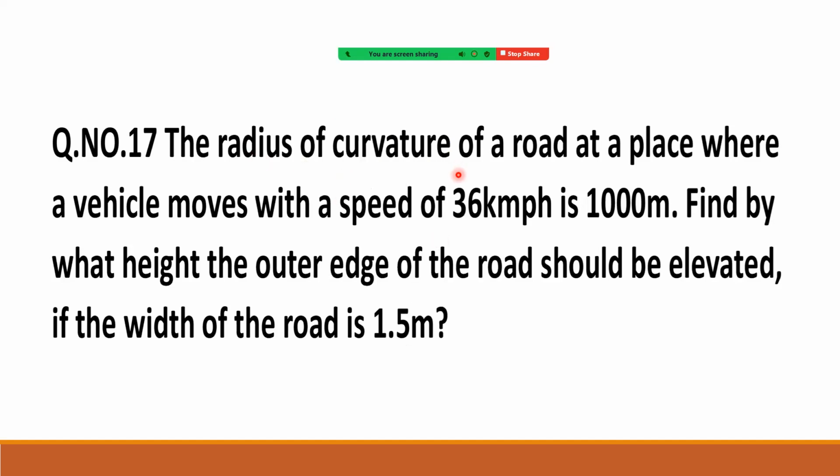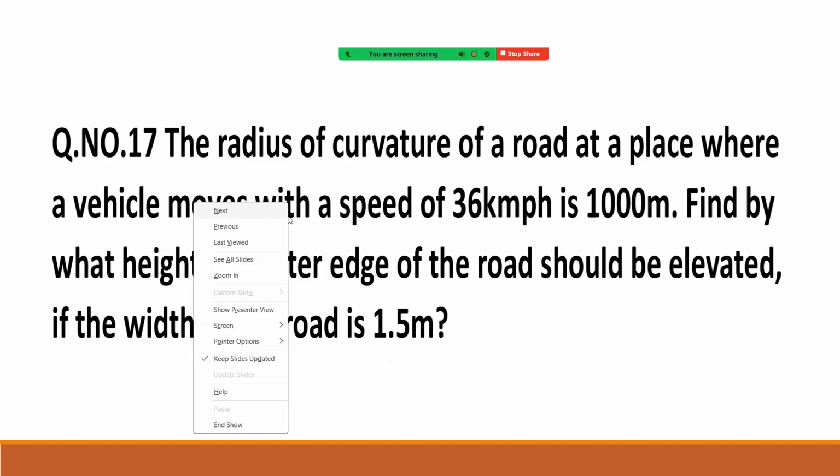The radius of curvature of a road at a place where a vehicle moves with a speed of 36 kmph is 1000 meter. Find what height the outer edge of the road should be elevated if the width of the road is 1.5 meter. Given speed 36 kmph, radius of curvature is 1000 meter, right? And width is 1.5. Let us see.